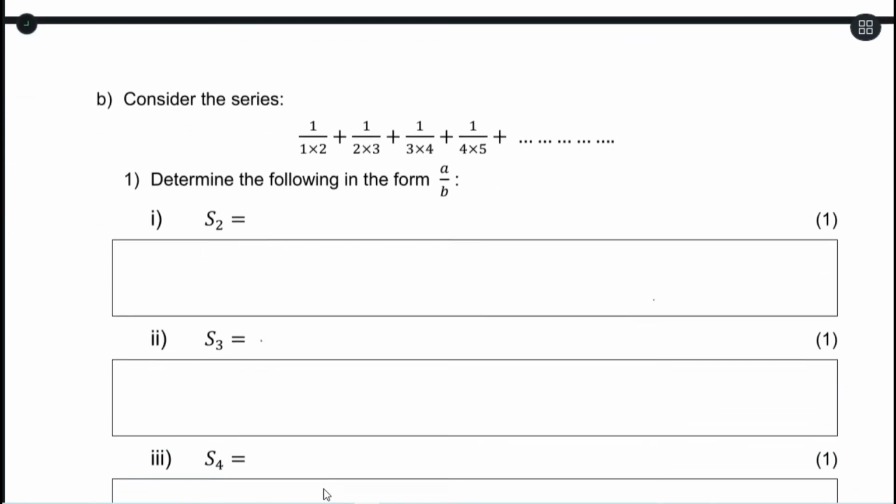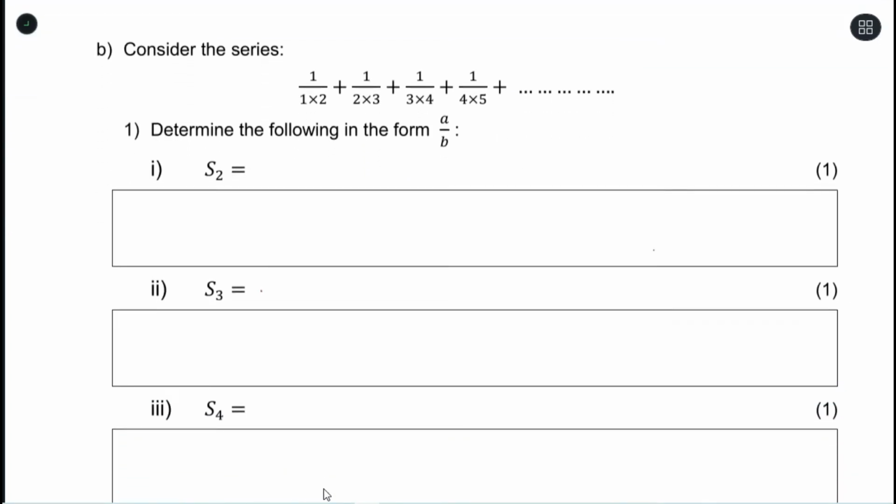Now there's B. This question here says, consider the series. We have 1 over 1 times 2, plus 1 over 2 times 3, plus 1 over 3 times 4, plus 1 over 4 times 5. Determine the following in the form of A over B. Now, looking at this one over here, we understand that this is my T1, this is my T2, this is my T3, this is my T4.